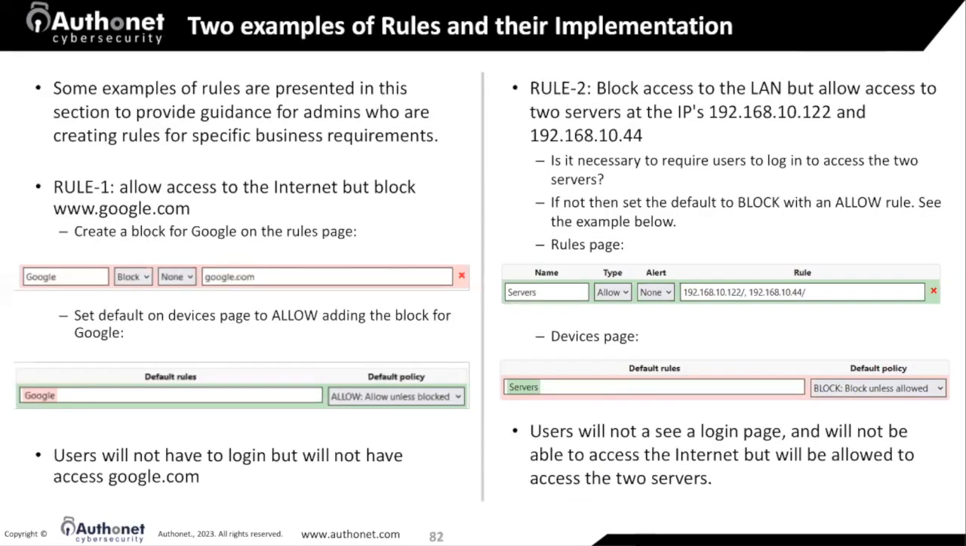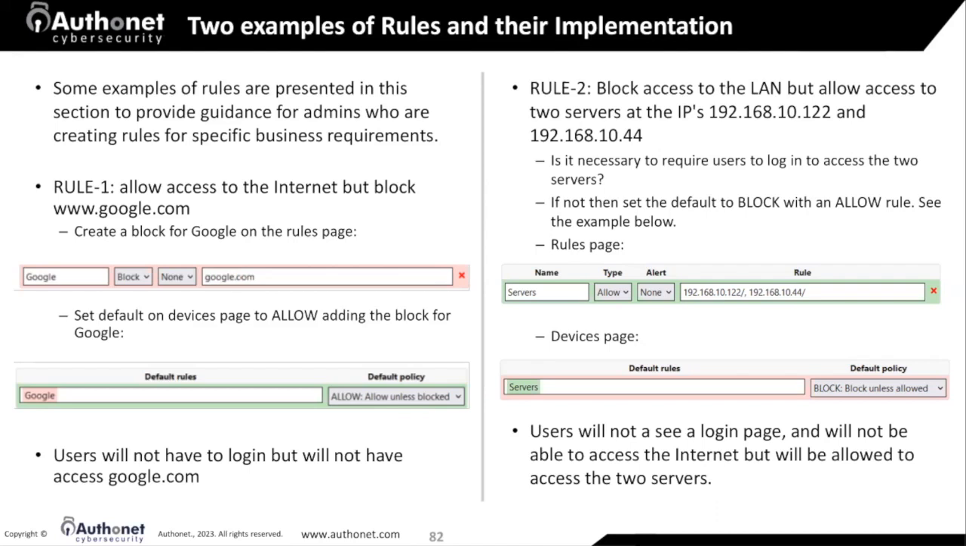Here's an example of rules which illustrate how we would create the rules. And as you can see, the rules are very flexible. So rule 1, allow access to the internet, but block access to Google. Okay, so we give this a name, in this case, Google, it's arbitrary. We select block. We're not going to log this. And then we type the domain name google.com.